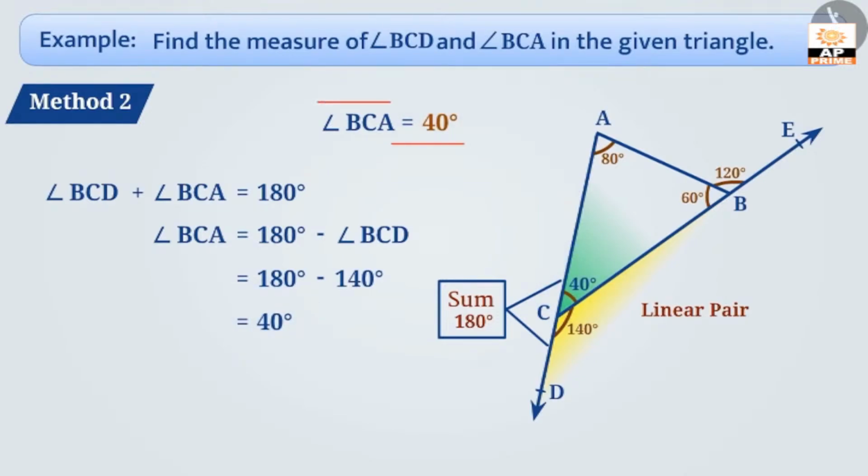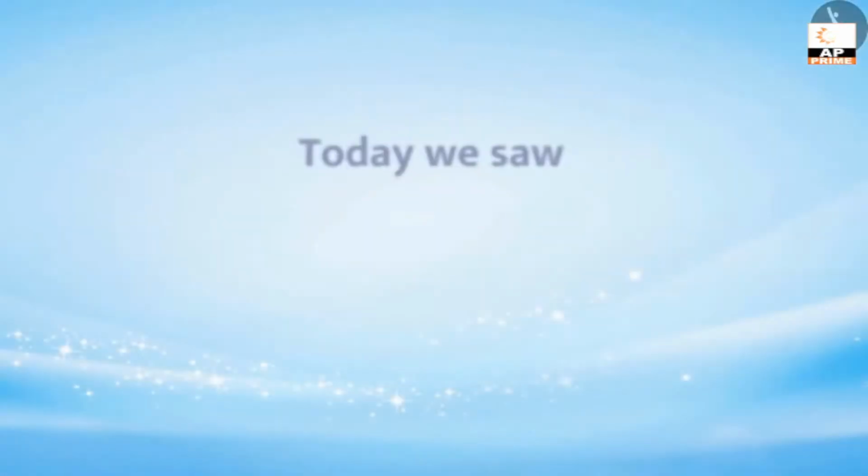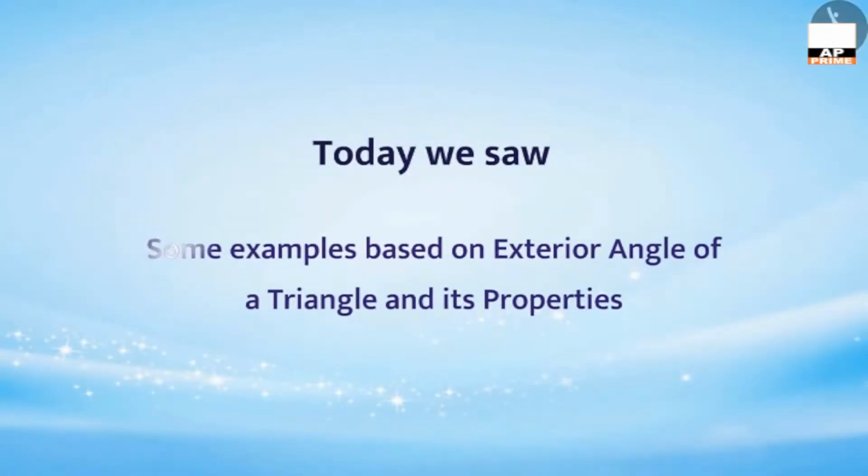We can also find the measure of angle BCA using angle sum property of a triangle, which we will discuss in detail soon. Always remember, in mathematics, we can find answers to any question using different methods. So today we saw some examples based on exterior angle property of a triangle. In the next video, we will see some misconceptions related to them.